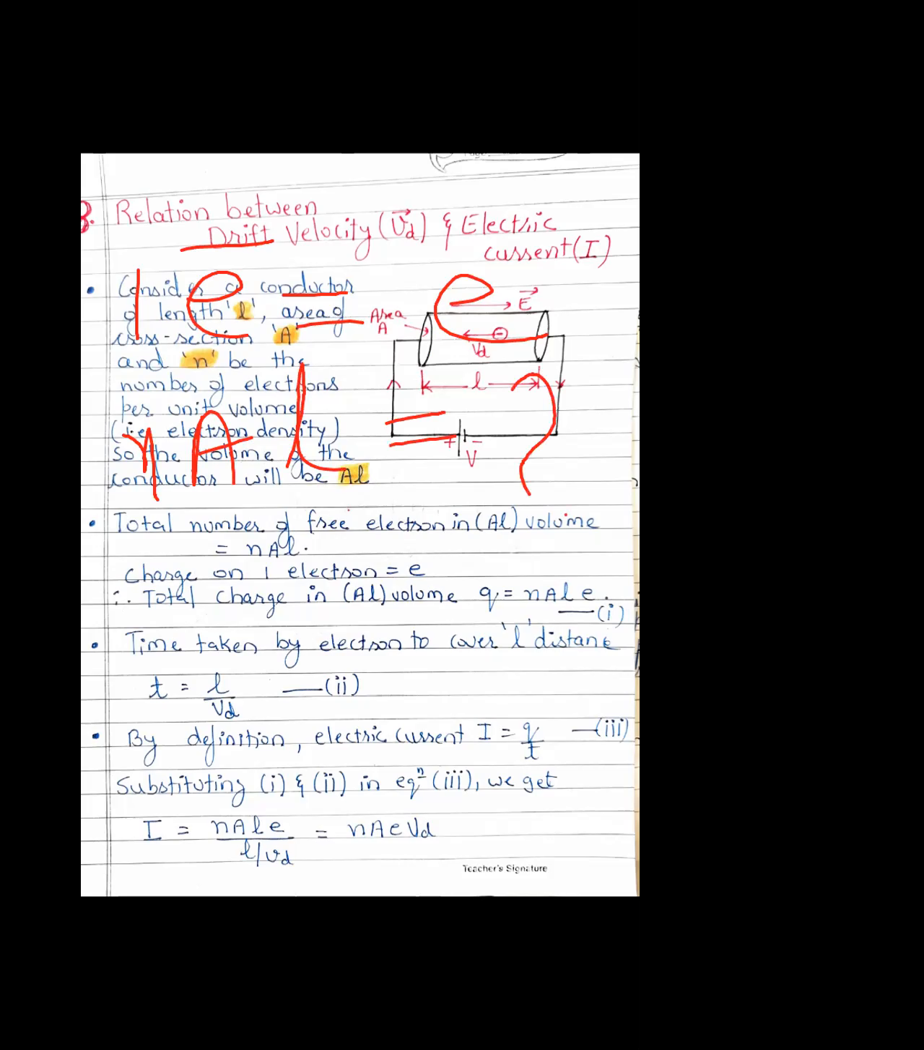So total NaL electrons, what is the charge? Charge on one electron e, 1.6 into 10 to the power minus 19. So total कितने electrons हैं हमारे पास? NaL. So what would be the total charge? Simple cross multiplication. That is NaLe. This is the total charge which is present inside the conductor whose volume is AL. The total charge Q, देखो बेटा हमने Q find कर लिया. Now we require to find out T, time.